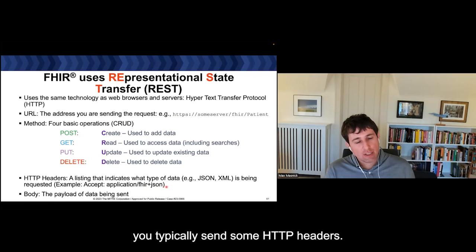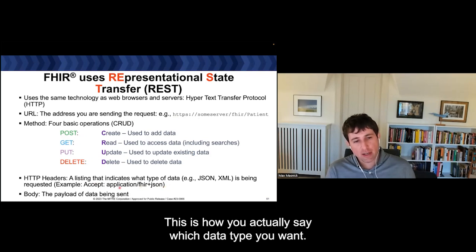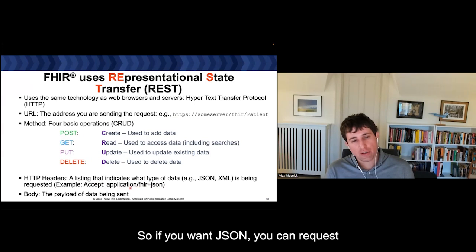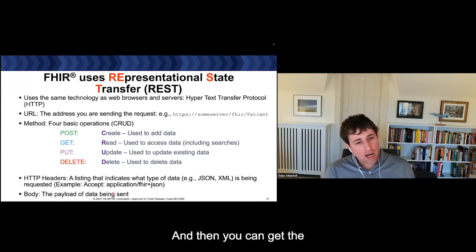Additionally, when making a request, you would typically send some HTTP headers. This is how you actually say which data type you want. So if you want JSON, you can request application/fhir+json, or application/xml if you want XML. And then you can send additional information in the body of the request.